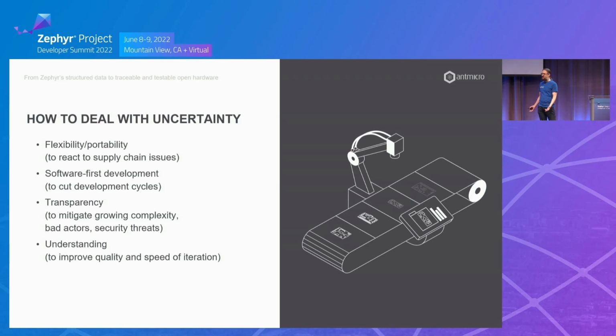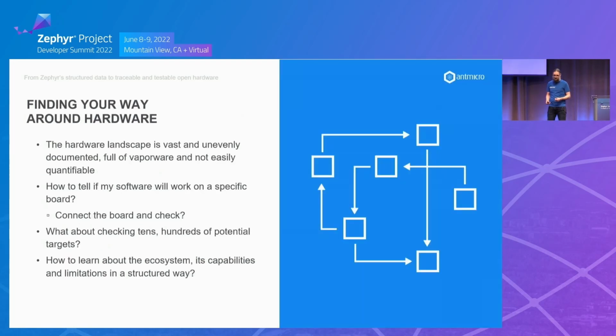We also need more transparency. We need to understand what's going on. We need to see potential threats. We need to identify bad actors and identify vulnerabilities and so on. And of course, we just need to understand our software better and know how to improve it, how to improve our quality metrics. We need to measure things. We need to be structured about it.